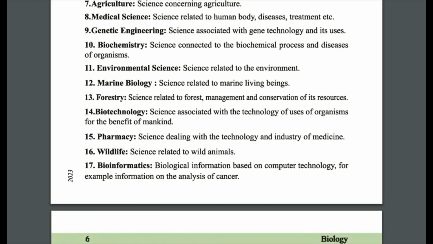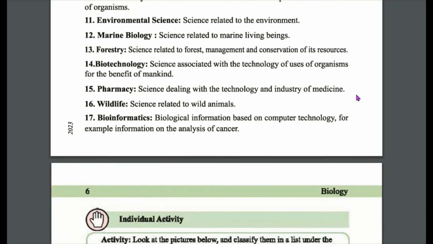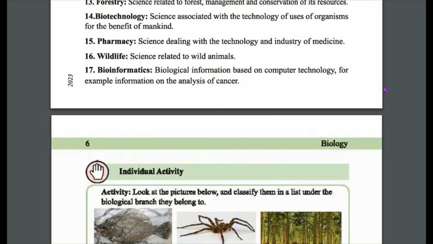Number 12 is marine biology, science related to marine living beings. Forestry is the science related to forest management and conservation of its resources. Biotechnology is science associated with the technology of uses of organisms for the benefit of mankind. Number 15 is pharmacy, science dealing with the technology and industry of medicine. Wildlife, science related to wild animals. Bioinformatics is biological information based on computer technology, for example, information on your analysis of cancer.